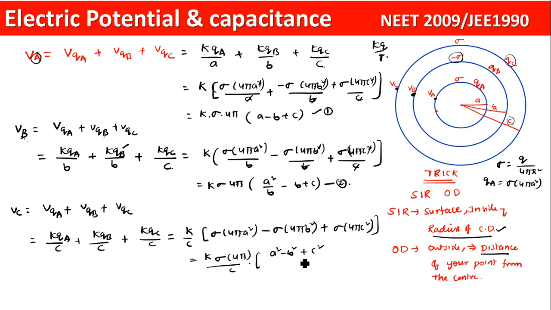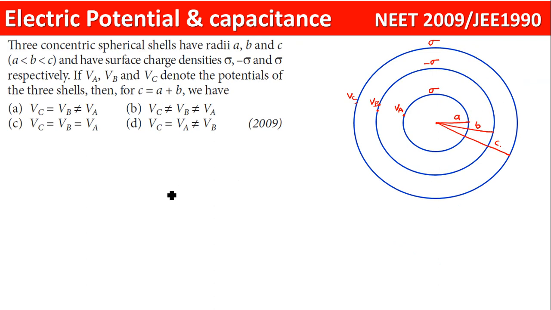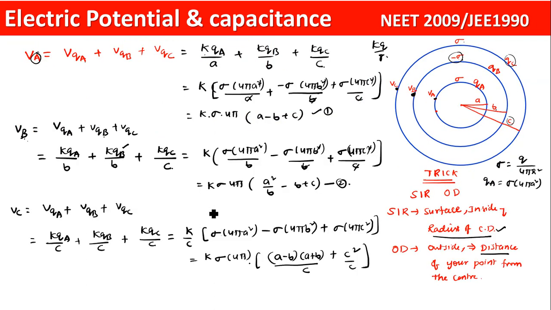Isn't it? Now can I write, let me rewrite this step. Can I write this as A minus B into A plus B, first two terms. Next term is C square as it is. So let me write this C also inside. So C is here, C is also here. Now we have been given in the problem, as you can see in the previous case, that A plus B is equal to C. So you can cancel them out. So C and C get cancelled here. So let me write K into sigma 4 pi into A minus B plus C.